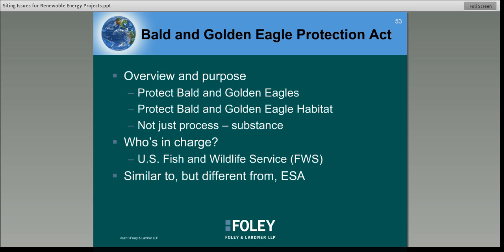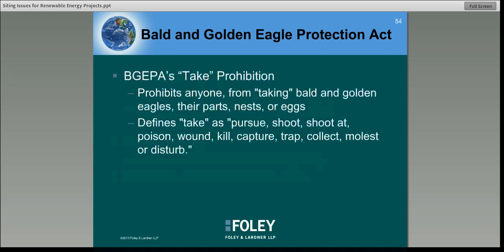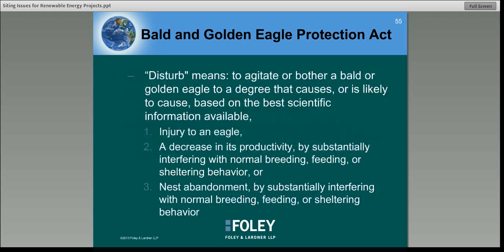All right, I'm going to quickly also go through some issues on the Bald and Golden Eagle Protection Act. It is similar to the ESA in that it is process instead of substance. An interesting difference is that bald eagles were delisted from the Endangered Species Act in 2007, and golden eagles have never been listed. So this is just a statute that's designed to protect these birds that we've decided are important to us. And then who's in charge? That's FWS.